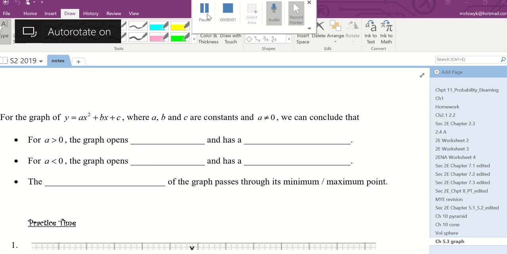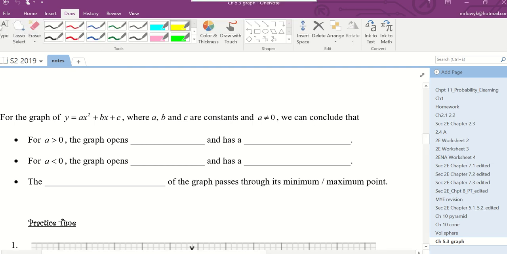You want to highlight that A is actually the number of x squared, not x squared. So when we say A is greater than 0, the curve opens upwards. And when we say upwards, we mean there's a U shape going upwards.